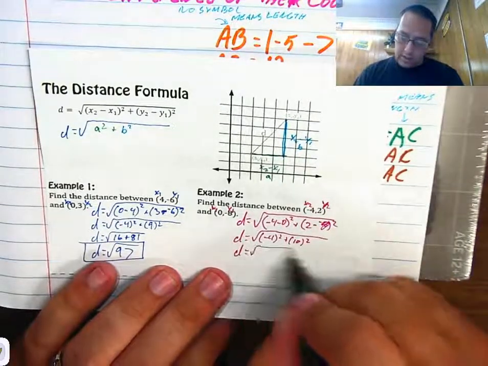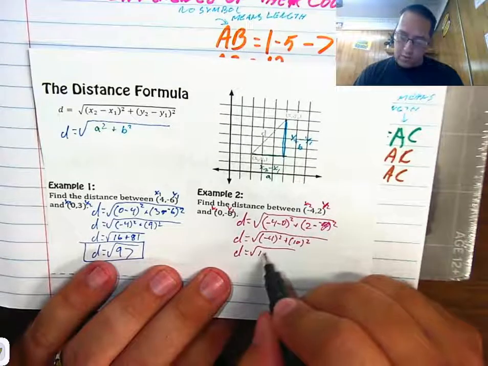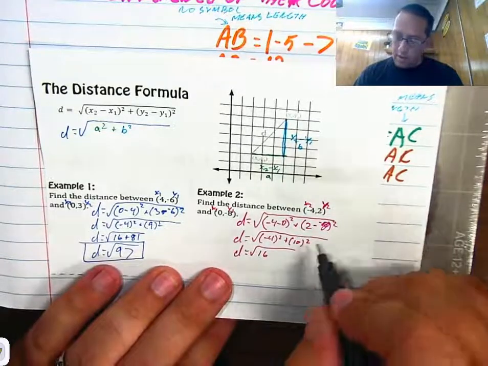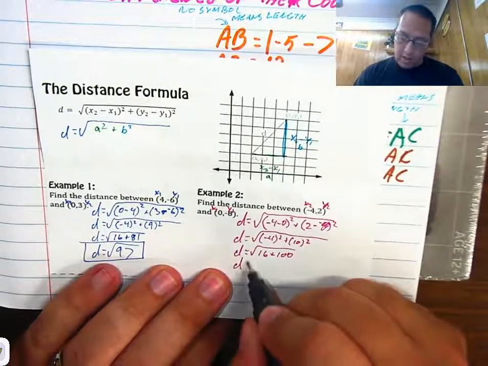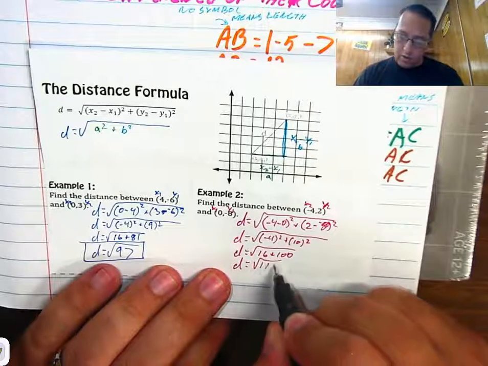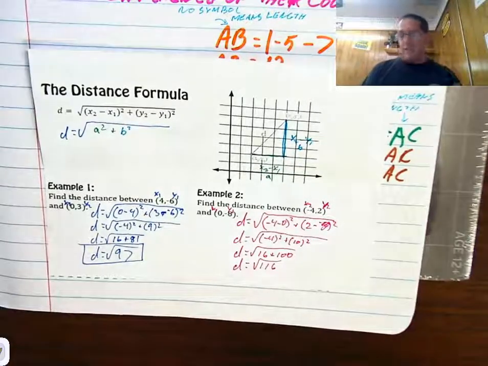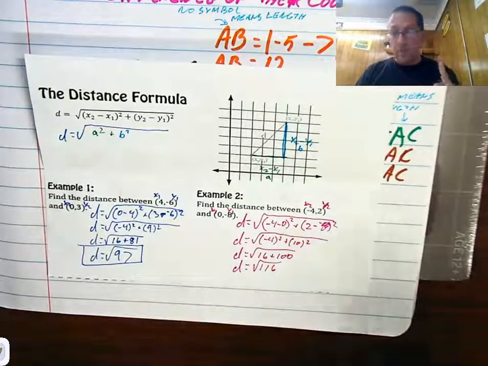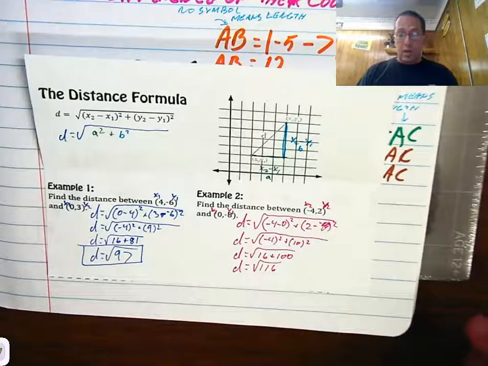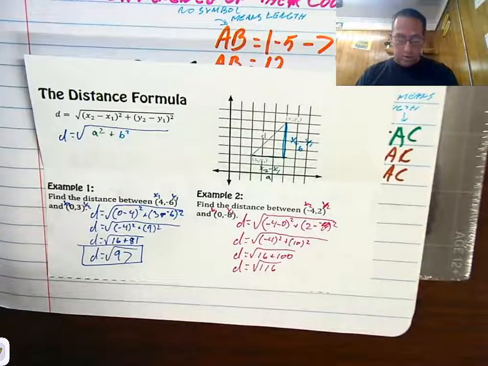So d is equal to the square root of, let's see, negative 4 squared, that's 16 again, same thing we had a minute ago. And 10 squared is 100. Add that up. And d is equal to the square root of 116. Again, that's not a pretty square root, so we'd rather leave it as a square root, but we do want to simplify it if we can. And this one will simplify.